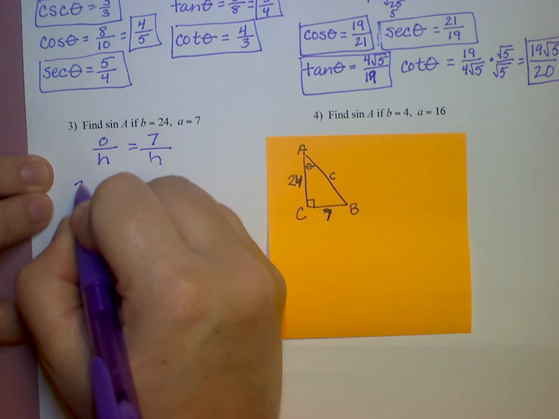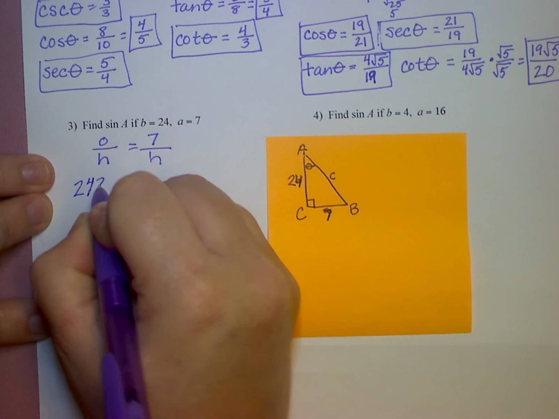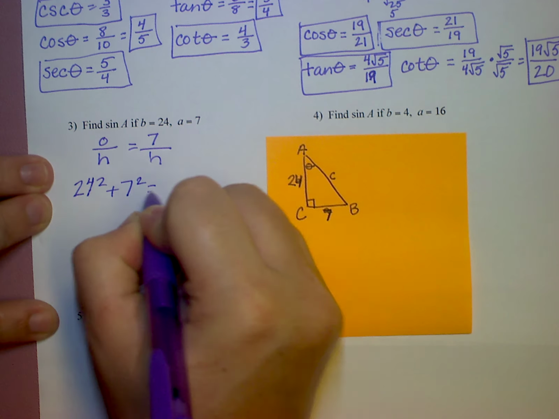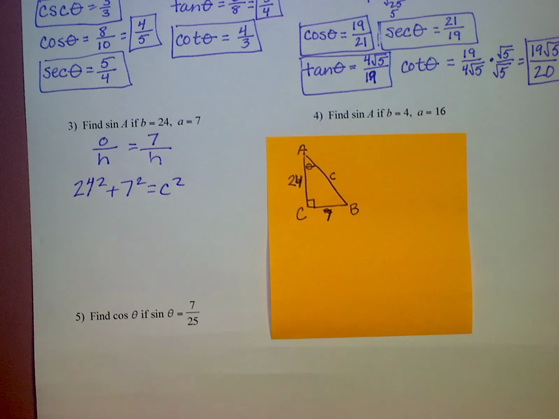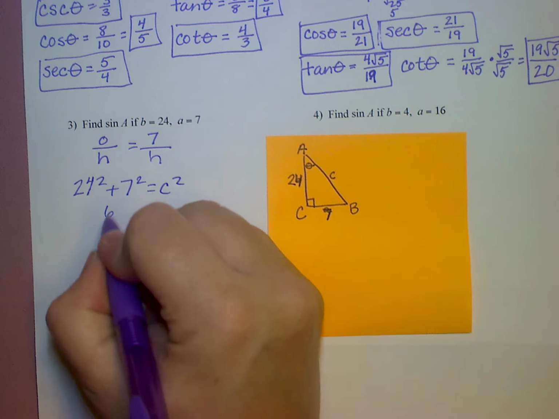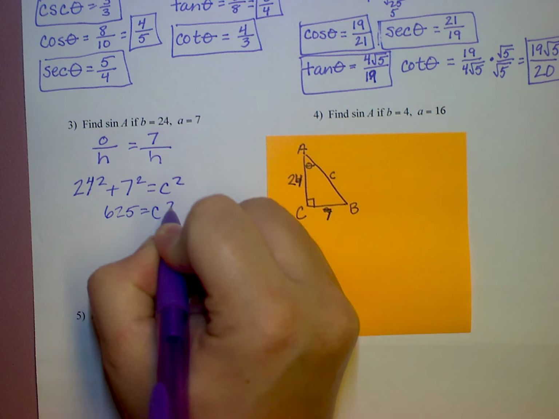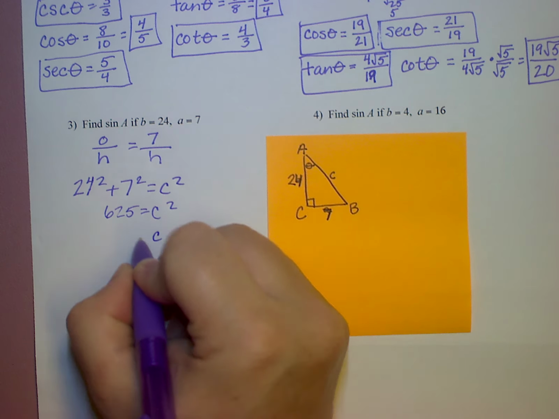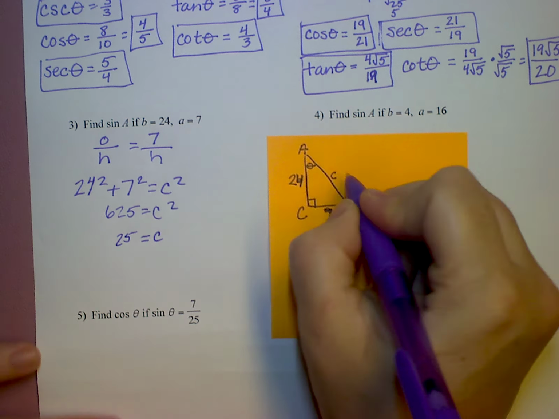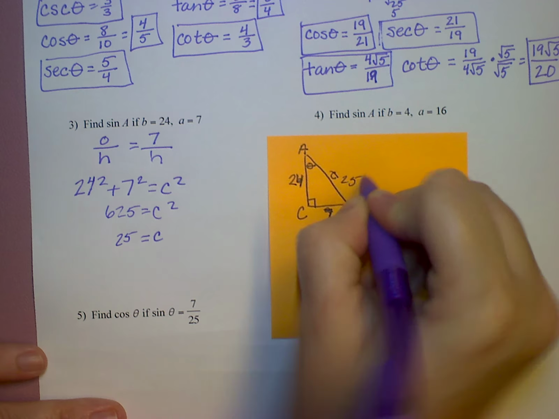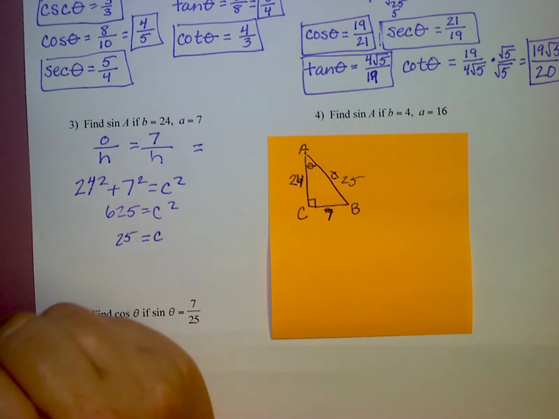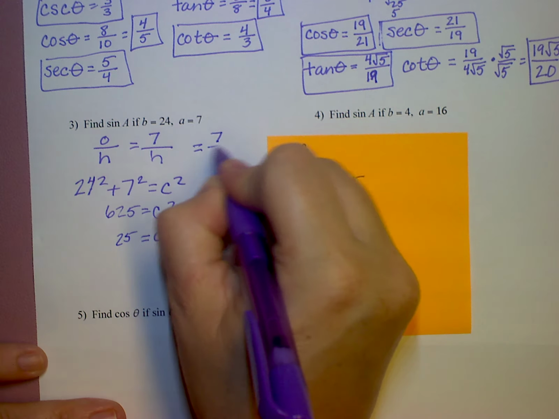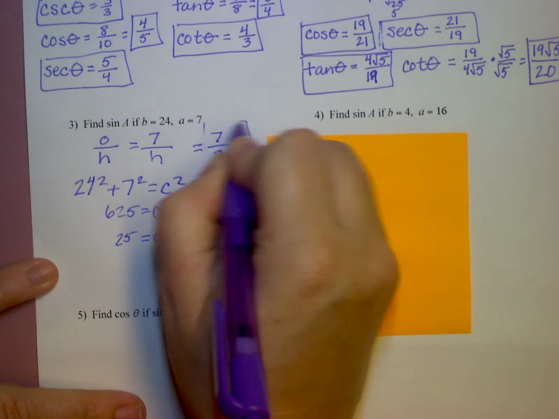Pythagorean theorem. 24 squared plus 7 squared equals c squared. 24 squared plus 7 squared. 625 equals c squared. And I think you can take a nice square root there. C is 25. So my hypotenuse is 25. So what is the sine of A? 7 over 25. Wasn't asking for all 6 there.